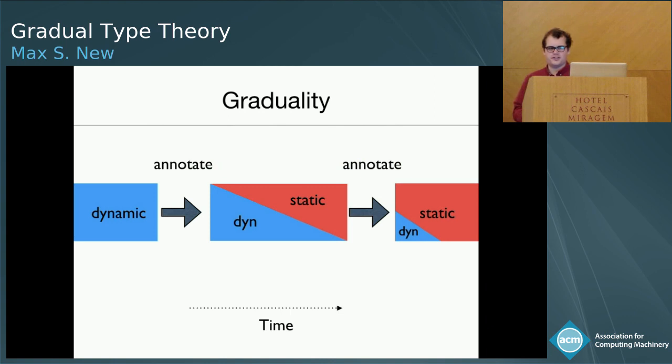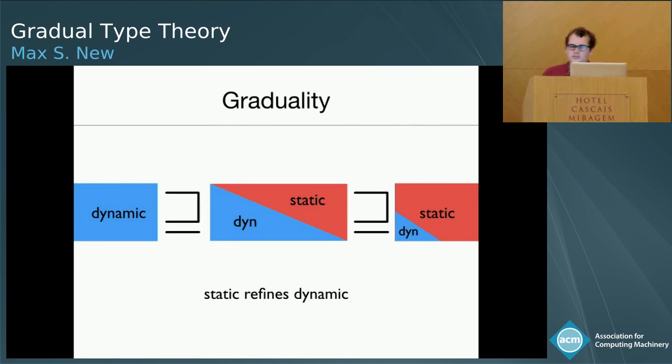And the basic idea of graduality, if we go back to our picture from earlier, is that as I'm adding type annotations to my program, I still have the same underlying code. And so I should be able to understand the behavior of the more typed code based on the behavior of the dynamically typed code I started with. More specifically, we want to say that the statically typed code refines the behavior of the more dynamically typed code, in that it either has the same behavior or it reduces to a runtime error because it's enforcing a more precise static or dynamic type.